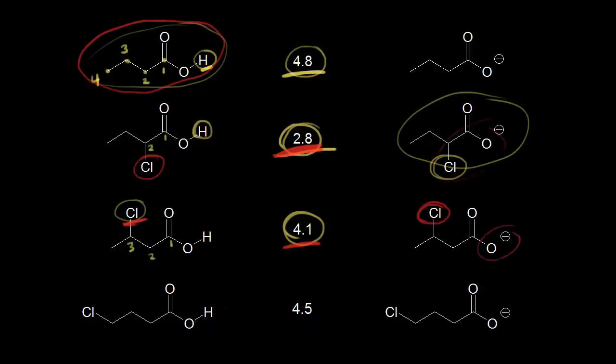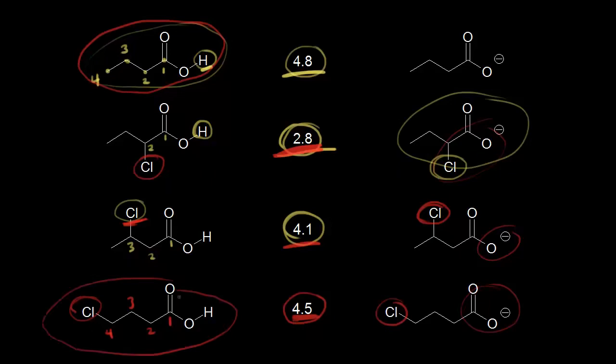And finally, you can see the effect even more if you move the chlorine to the fourth position. This is carbon 1, 2, 3, and 4. If you move the chlorine to the fourth position, now your pKa value is almost back up to 4.8, so it's about 4.5. So this chlorine is further away from this negative charge, and that decreases the inductive effect. And so this compound is still a little bit more acidic than butanoic acid, but the effect is greatly diminished.